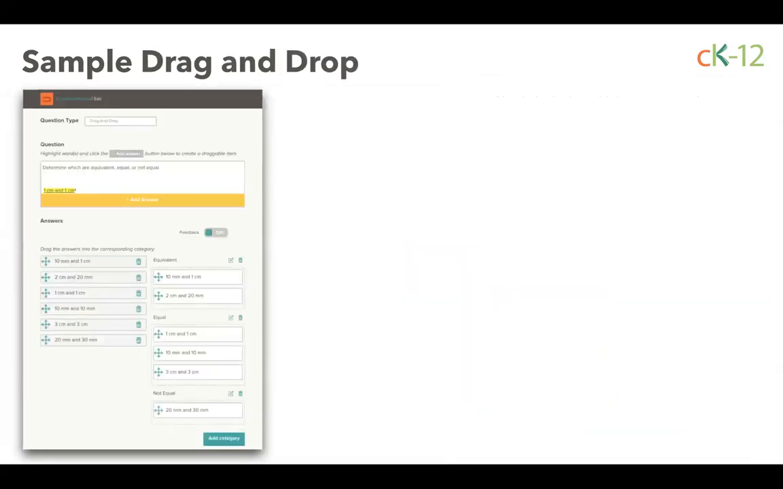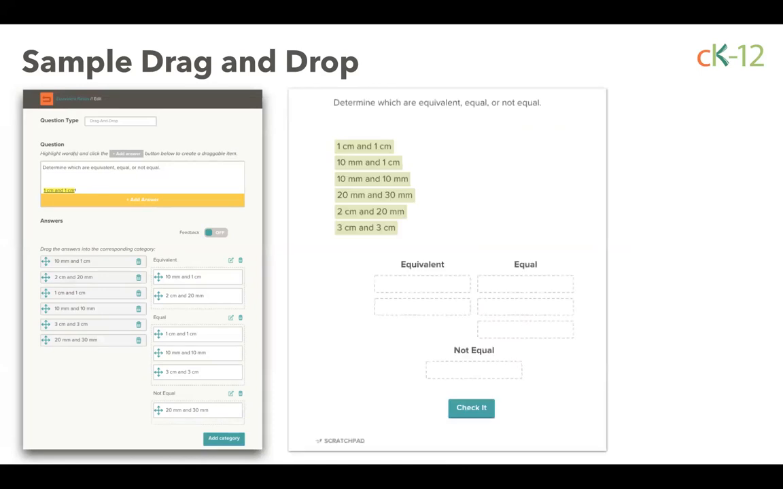The next question type would be drag and drop. This is a little bit complicated building-wise because I have to pick my categories and highlight and drag them all in. But then when I get to the question, students get these blocks that they can drag into the appropriate section based on, in this case, whether or not 2 units of measurement are equal or not equal.